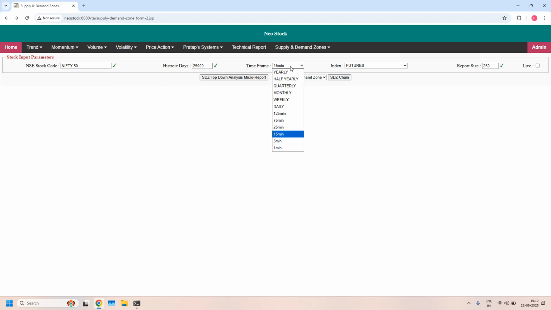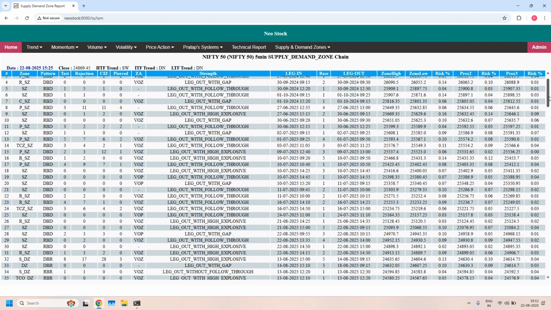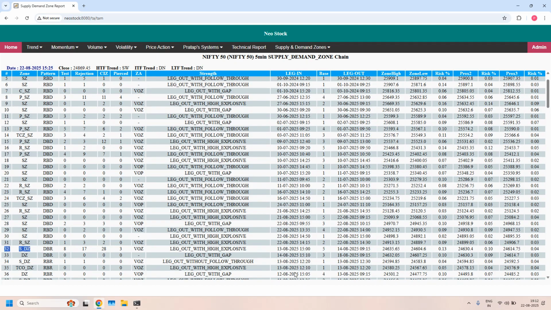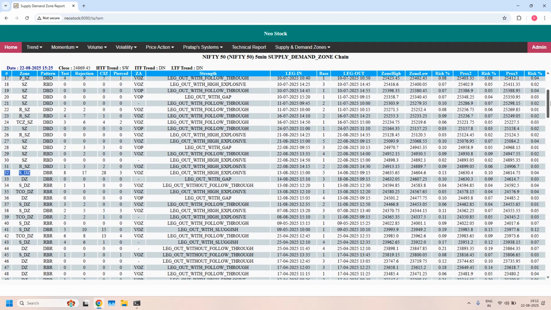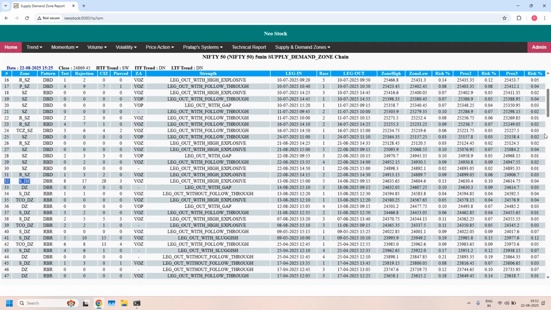Next, generating 5 minutes supply demand zone chain for NIFTY. The nearest demand zone to the current closing price is serial number 32. So I'll put it in the middle of the page. This is 5 minute supply demand zone chain for NIFTY. So we have completed NIFTY supply demand zone chain generation.